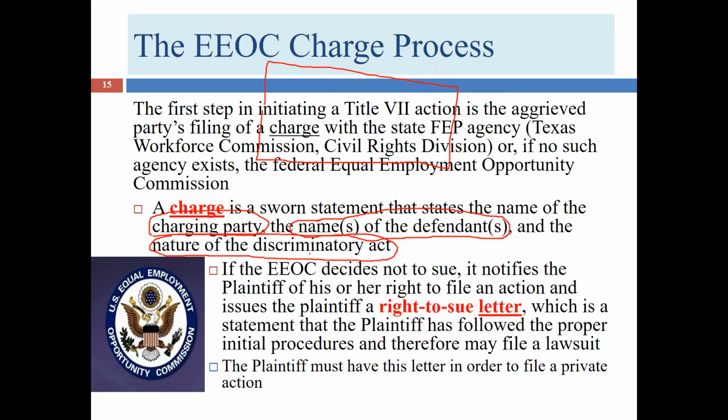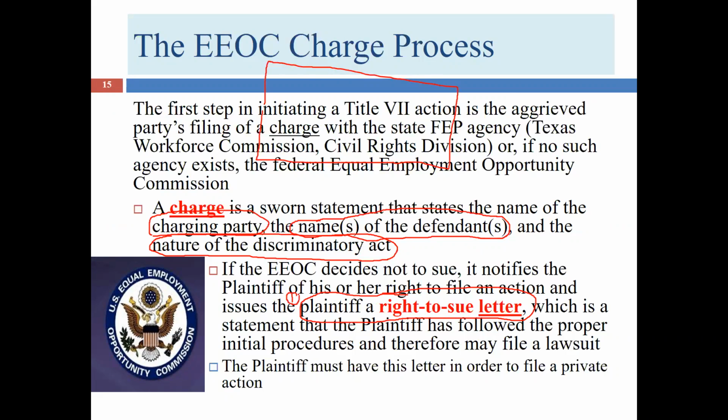So the EEOC gets this charge, and then the EEOC investigates it. The EEOC here interviews you. It talks with people from the defendant, interviews various witnesses, looks at documents, and then reaches a decision. It can reach one of 3 decisions. One decision it can make is it has not found enough evidence to proceed further with the case. So it says, we're closing our file and we're issuing the plaintiff a right to sue letter. We'll talk about what that means in a second. This is the first option.